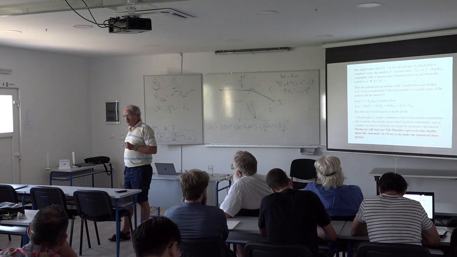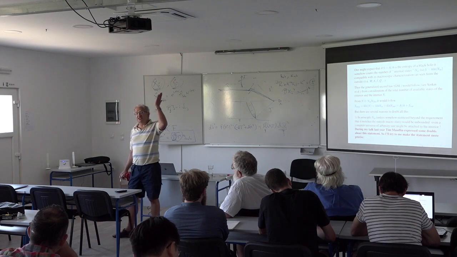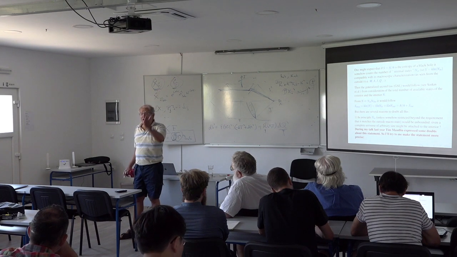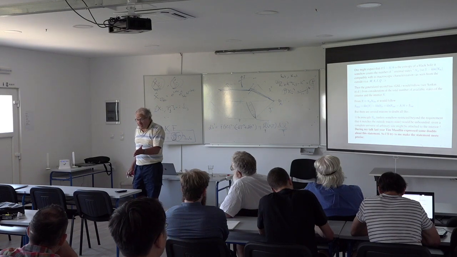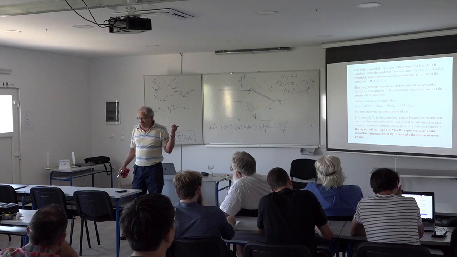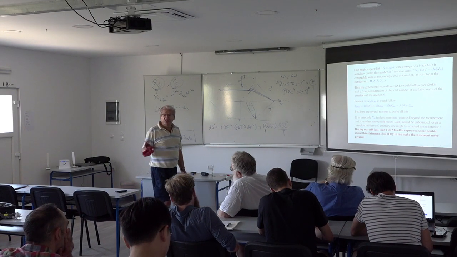The loop quantum gravity calculation counts the number of degrees of freedom of the horizon itself. Just the horizon. So again, there is one calculation.